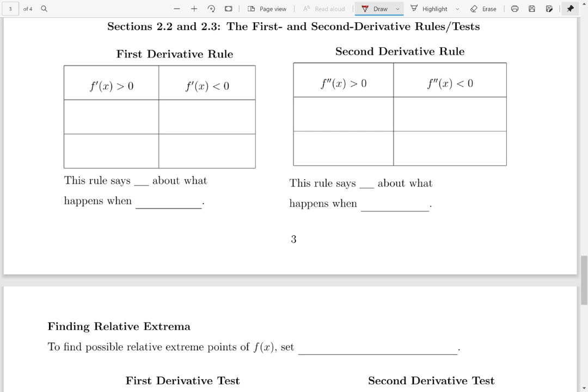Sections 2.2 and 2.3, the first and second derivative rules and tests. Now, we say rules tests because sometimes they're called rules, sometimes they're called tests, but they're both the same. Okay. So, the first derivative rule goes like this.